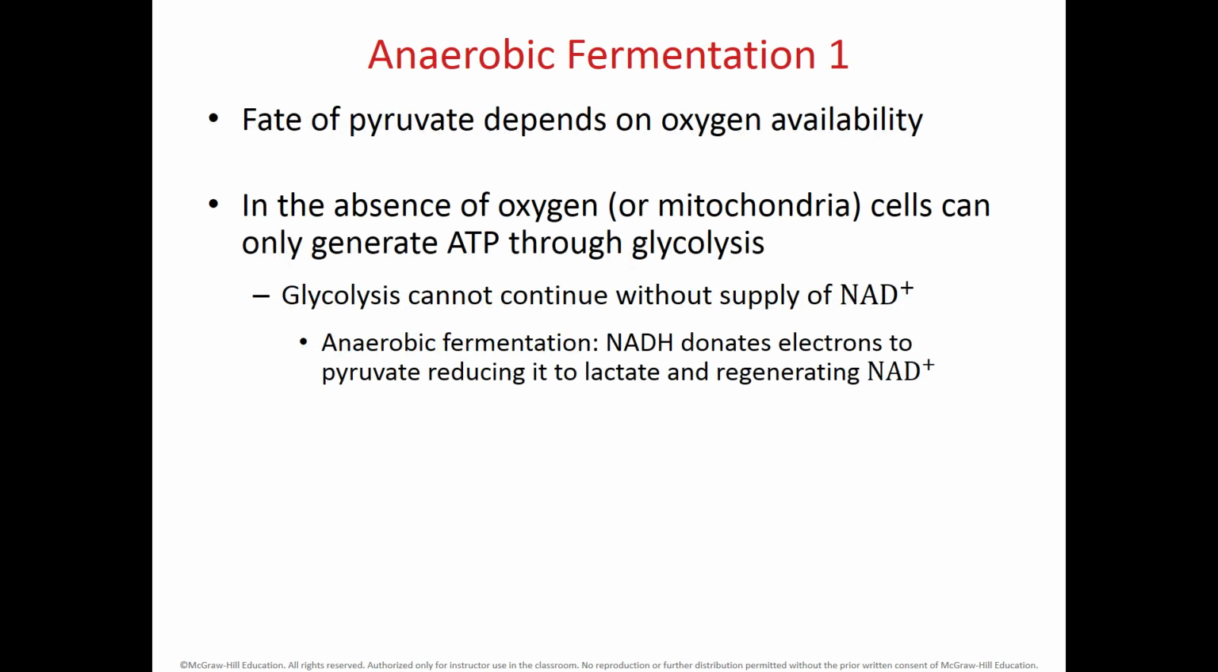Now pyruvate can go into different pathways depending on the availability of oxygen. If you don't have oxygen or mitochondria, like in the case of red blood cells, ATP is only generated through glycolysis. Glycolysis cannot continue without a supply of NAD, so this is what we know as anaerobic fermentation. NADH makes electrons flow into pyruvate so you can convert it into lactate, regenerate NAD, and carry more hydrogen ions into lactate. This is anaerobic fermentation.